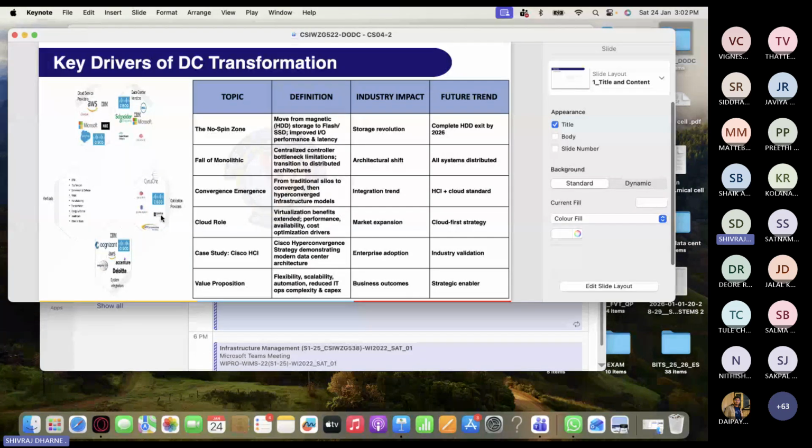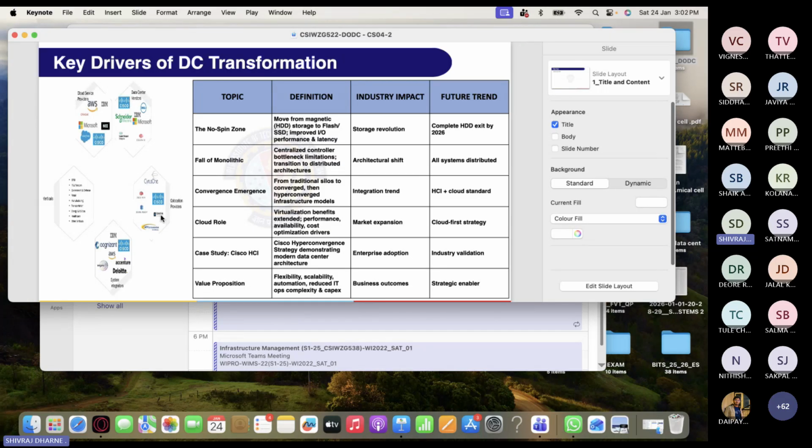Key drivers for data center transformation. It is very clear. There is the no-spin zone, which means moving from magnetic hard disk drive storage to flash, and we talked about MRAM, RAM, and all that. Improved IO performance, latency, density, and power are all improvements in the storage revolution.